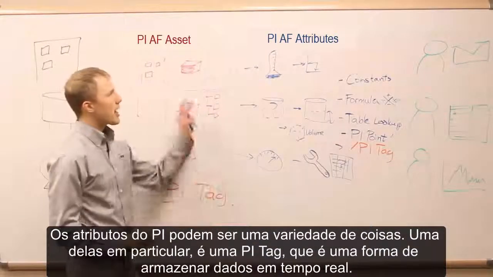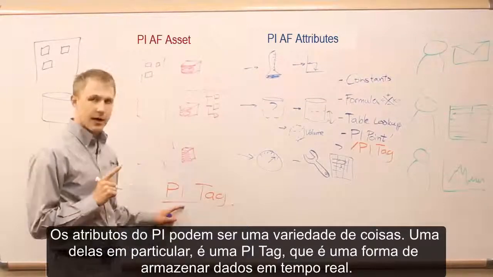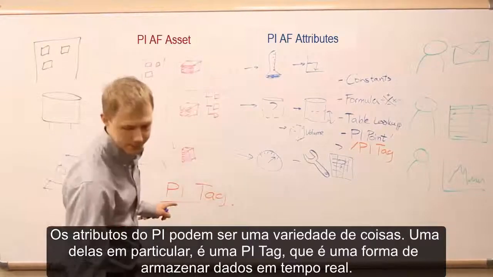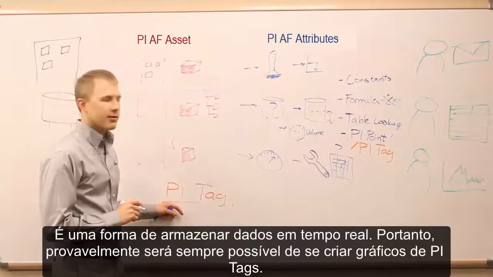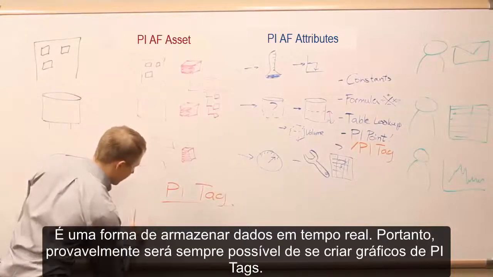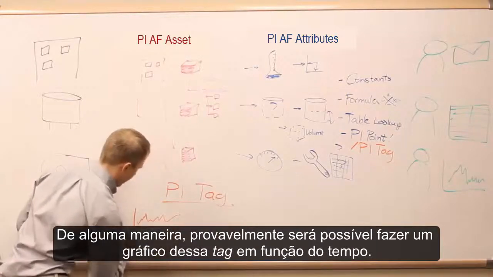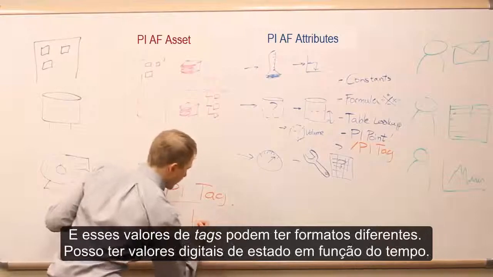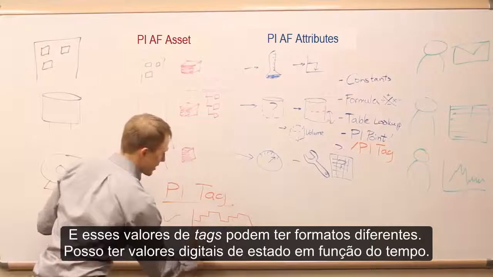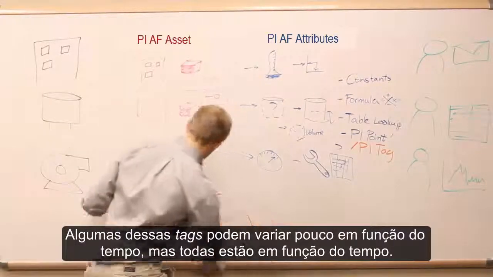So PI attributes can be a big variety of things, and one of them in particular is this. It's a PI Tag, which is some way of storing real-time data. It's a way of storing data in real time. So PI Tags are usually always going to be graphable. You could take a PI Tag and graph it against time somehow. And it might be of different types of values. Maybe there's some that are like digital state sets against time. There's some that are just slowly ramping up against time.